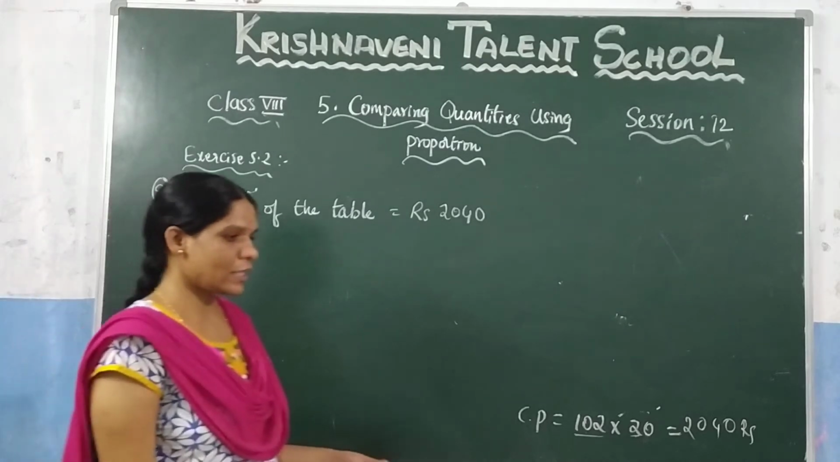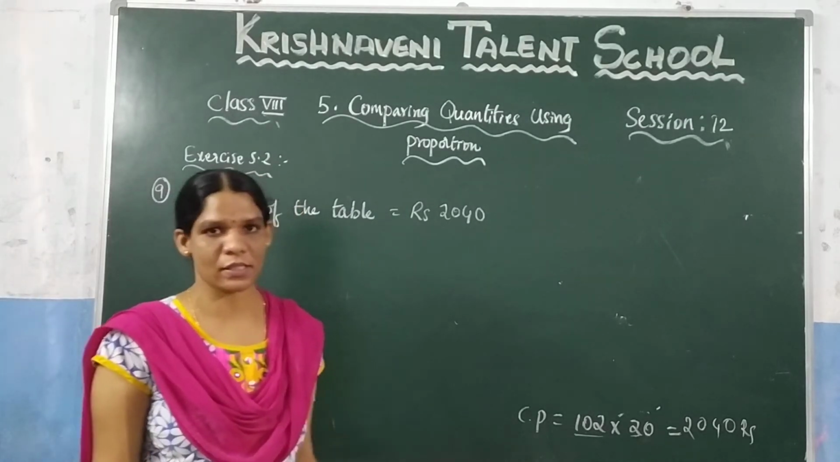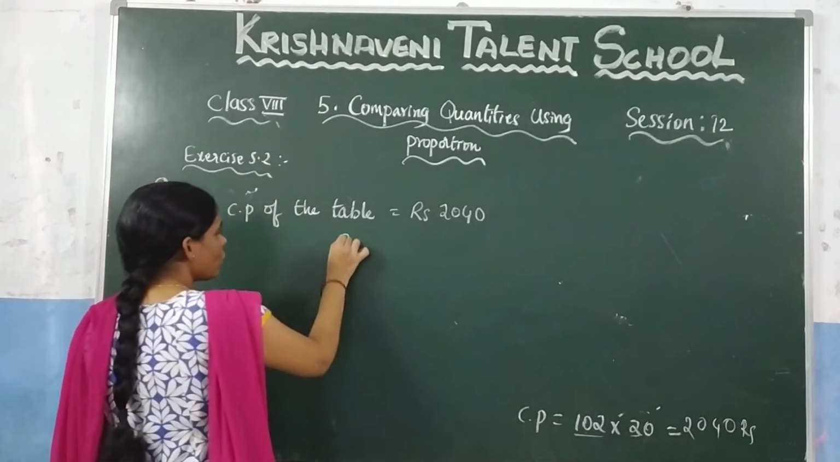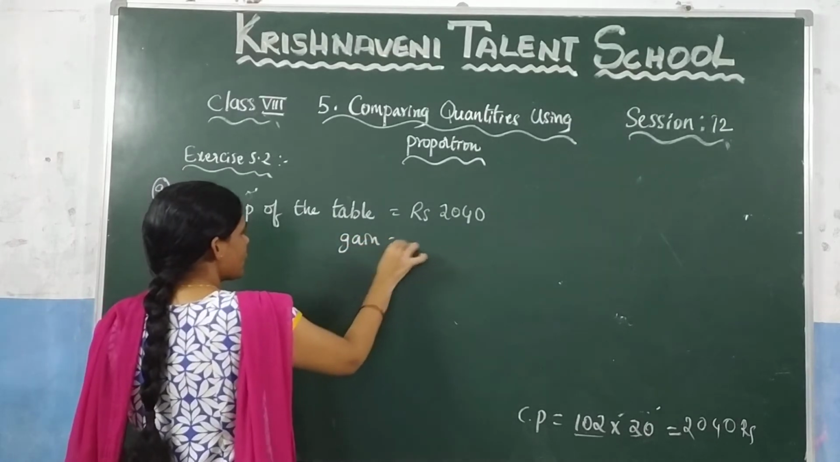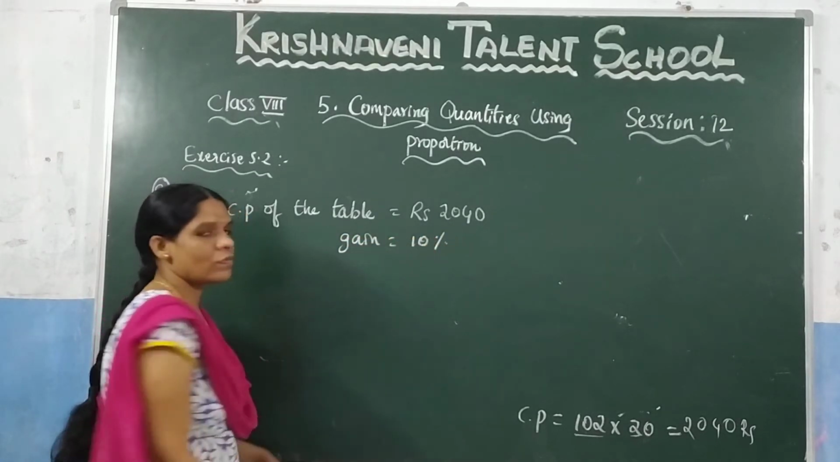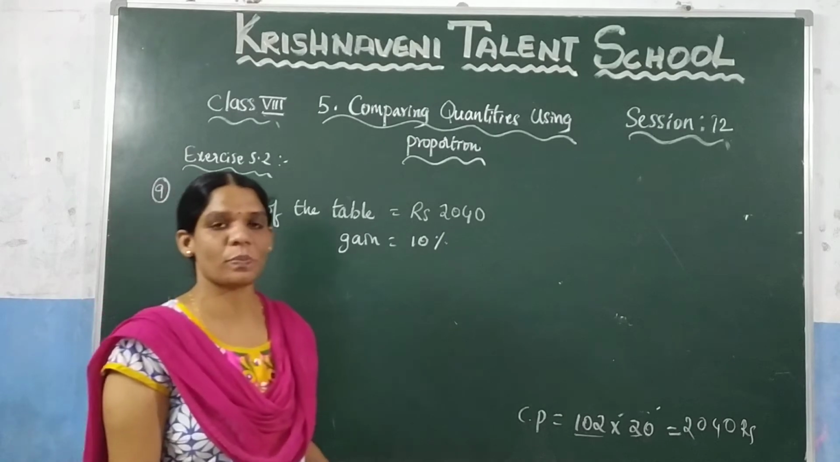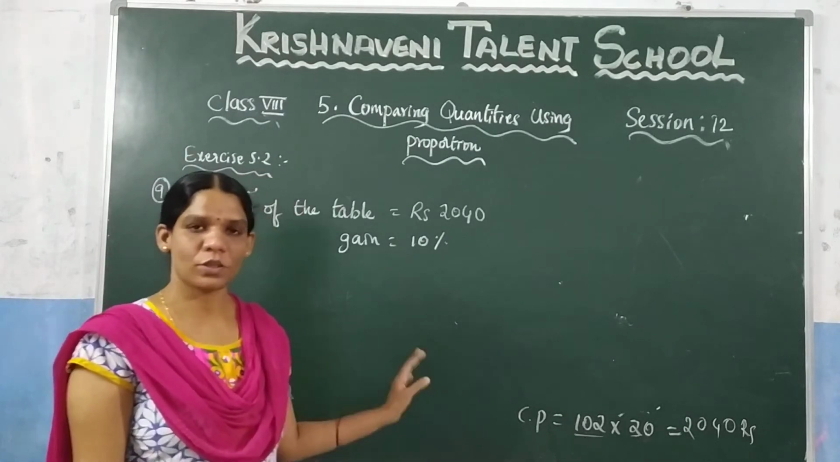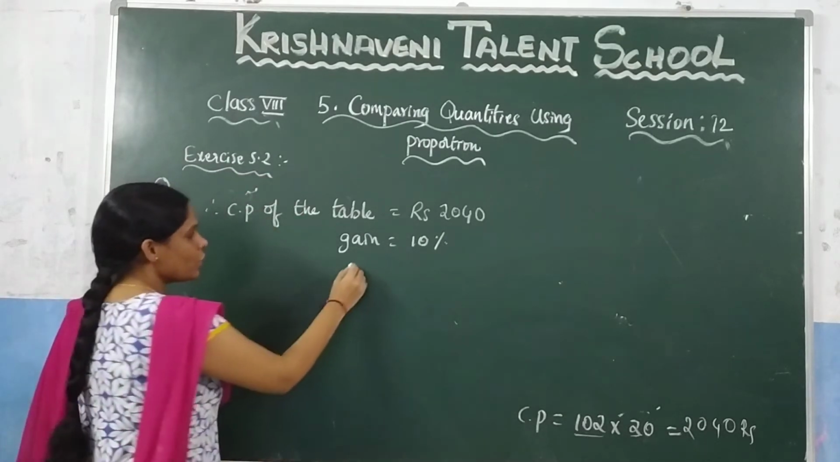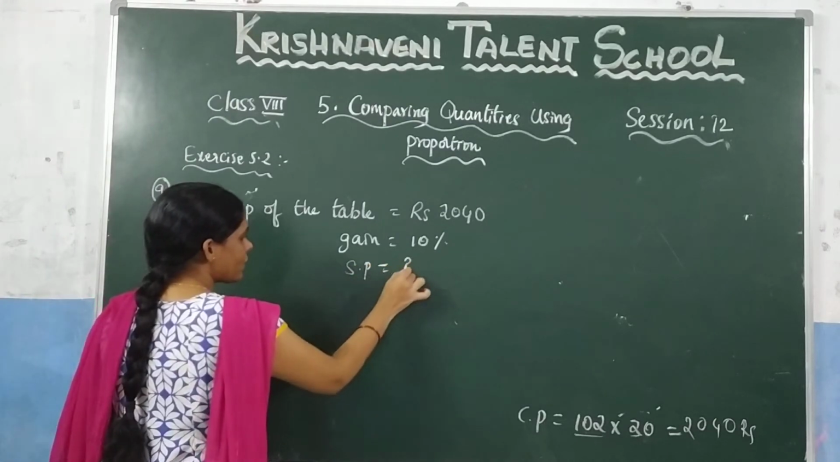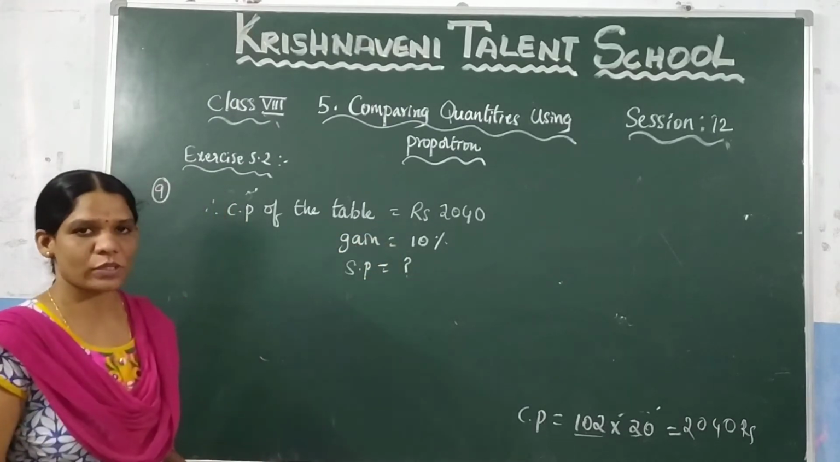Now what they said here, if you want to gain 10%, that means if you want to get the gain as 10%, how much do we have to sell it for? That means what should be the selling price in that case? You need to find the value of the selling price.